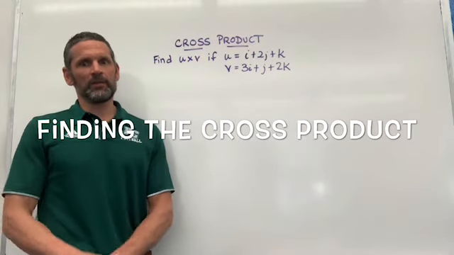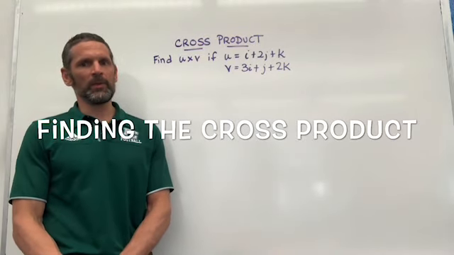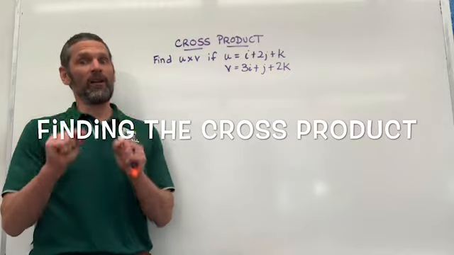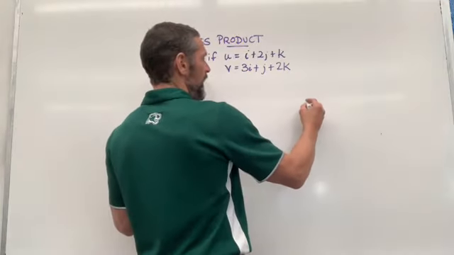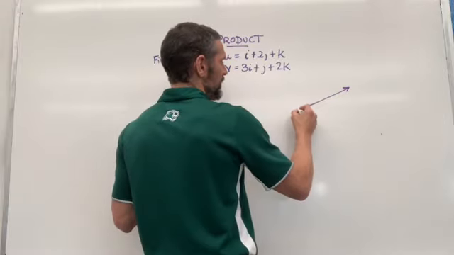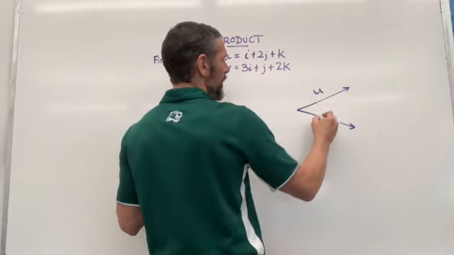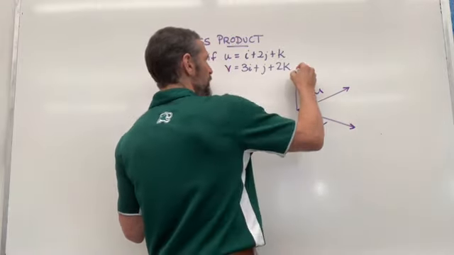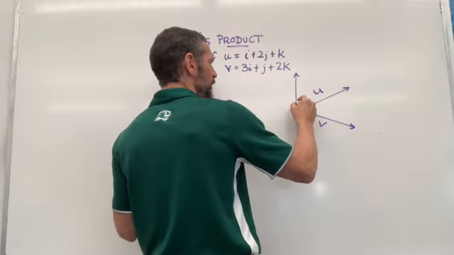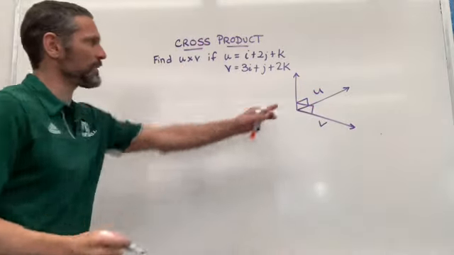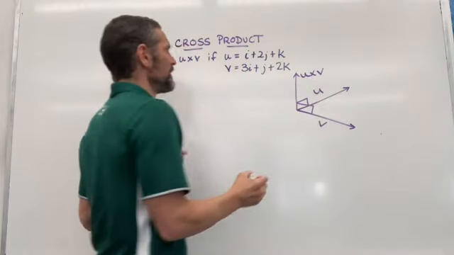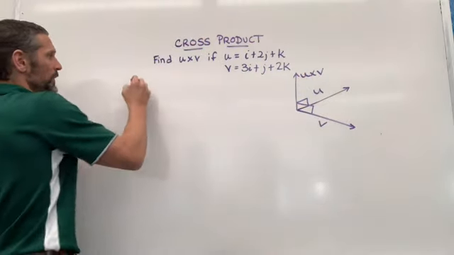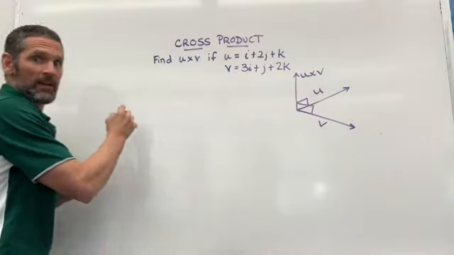When they ask us for the cross product, understand what they're asking for is a vector that's orthogonal to the two given vectors. So if I have u and v, I'm looking for this third vector that's orthogonal to both of them. Now that's written in 3D. This will be u cross v. So how do we find this mechanically?